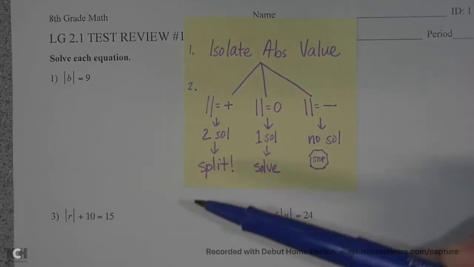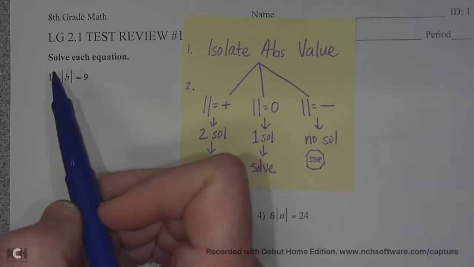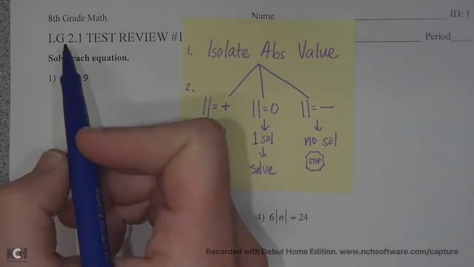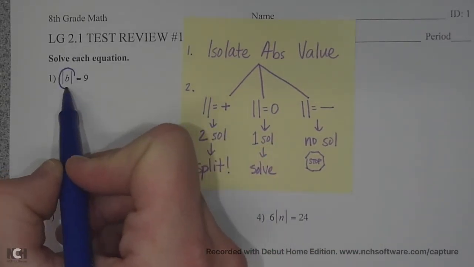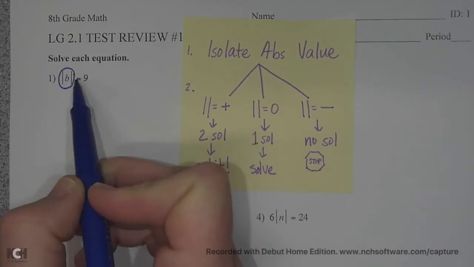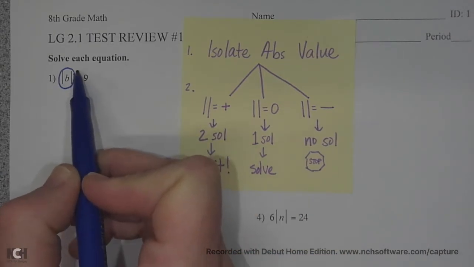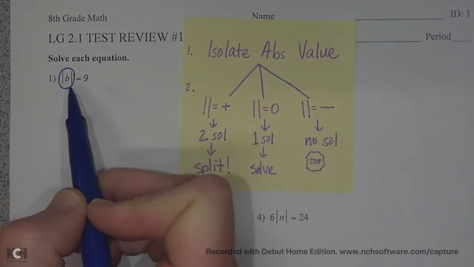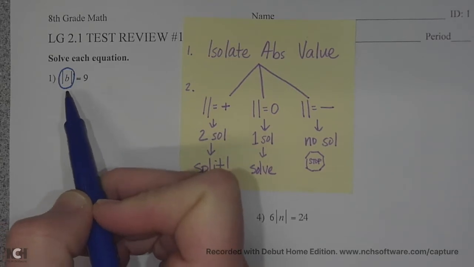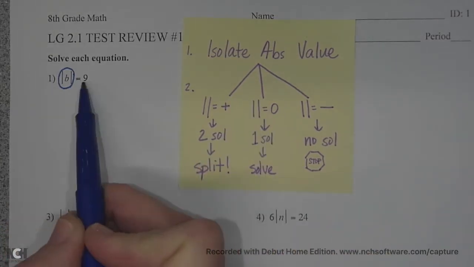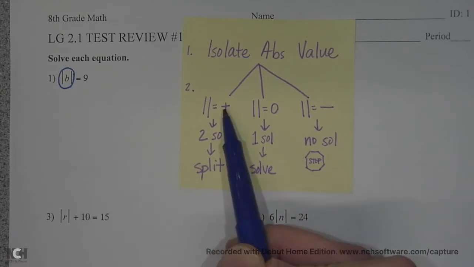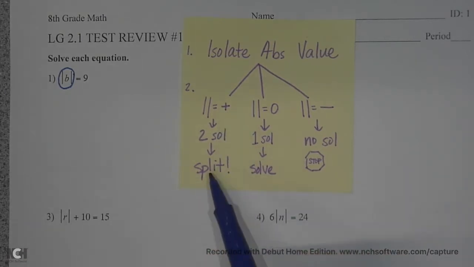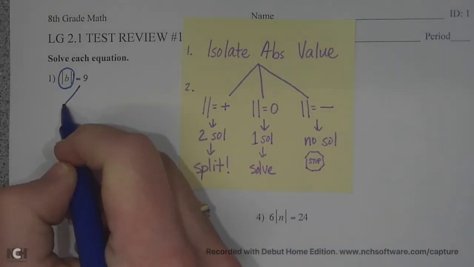Okay, so let's get started with number 1. Is our absolute value thing isolated? When we're saying the absolute value thing, I'm talking about this right here. And is it by itself on its side of the equal sign? It is. So we're already isolated. Now we're going to go to step 2. And it looks like 9 is a positive number. And for a positive number, we know there's two solutions. We need to split it. So let's go ahead and split it now.